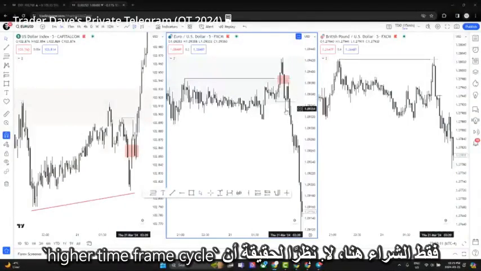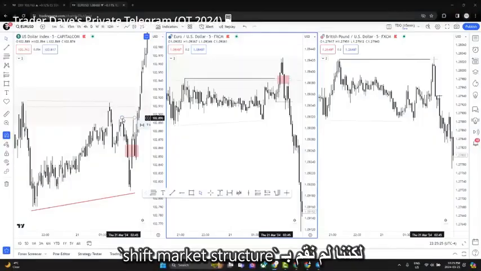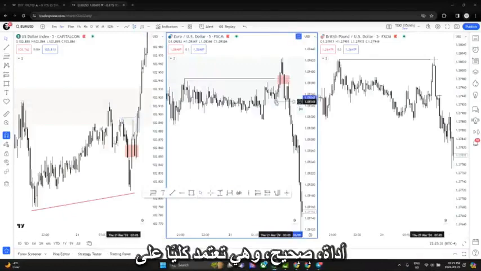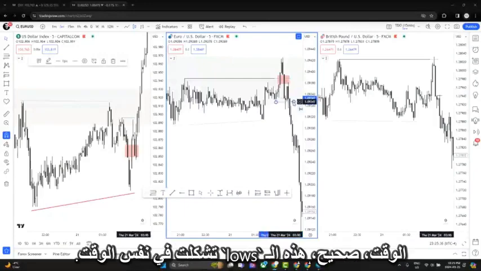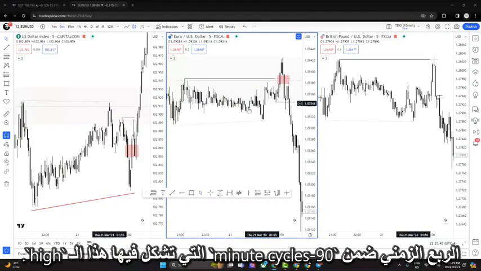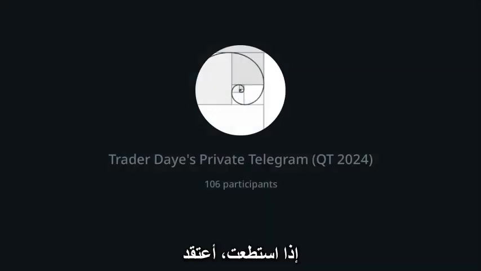No, due to the fact that the higher time frame cycle was bearish in the euro. We shifted market structure here, but we didn't shift market structure here. That's a cracking correlation, that is a confirmation tool, and it's totally based on time. These lows were formed within the same time. So this low within the dollar was formed within the same quarter, within the 90-minute cycles, that this high was formed, if I believe that.